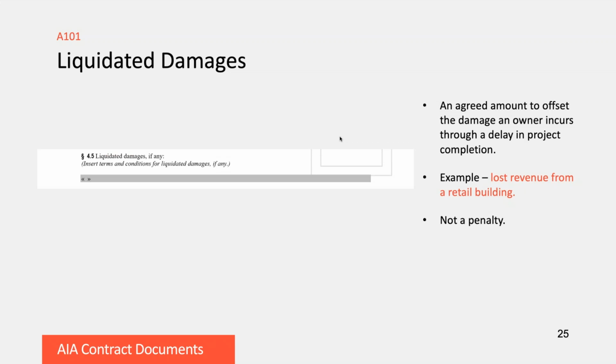For example, we might have lost revenue. A retail building will provide the owner with a revenue stream once it opens. So if that building is not open by the date that the owner expects, they're going to actually be losing money. Next.